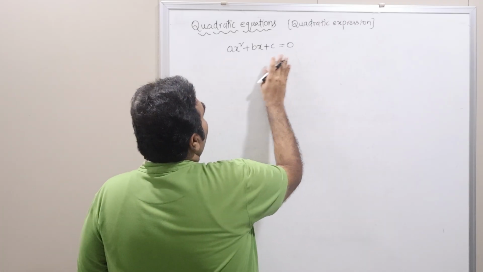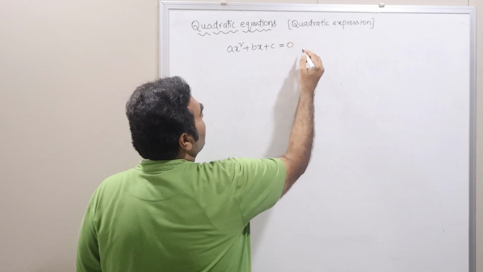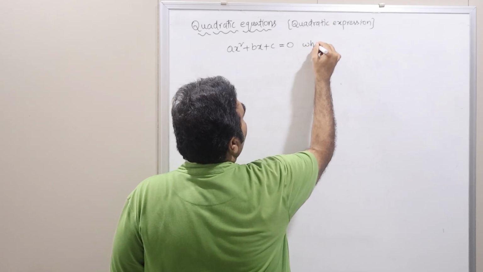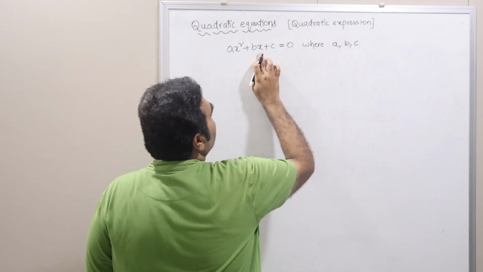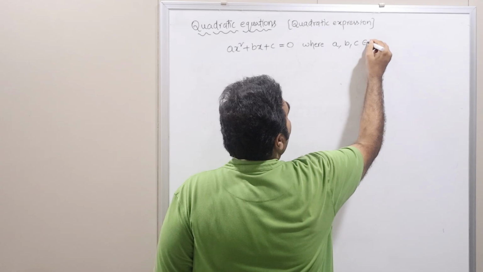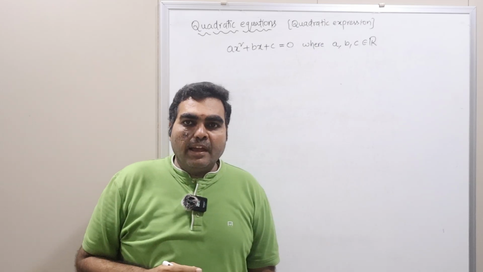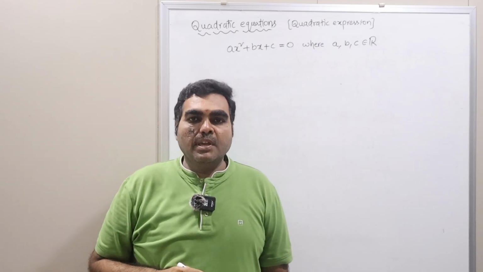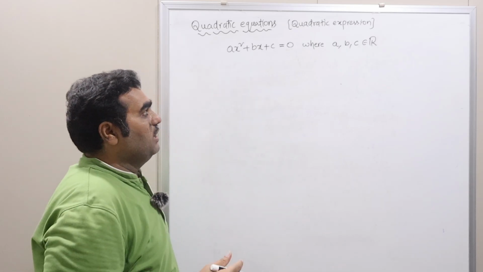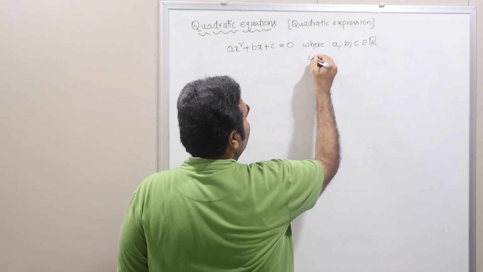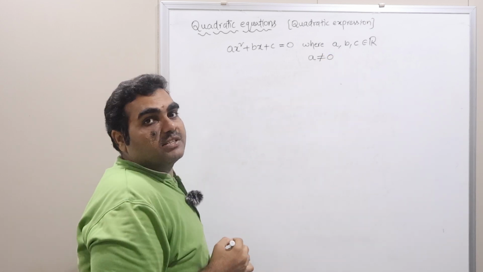So this is the general expression, ax square plus bx plus c is equal to 0, where the symbols that we use here, a, b, c, apart from x, these three are real numbers. This is very important. A, B and C must be real numbers. They cannot be complex numbers. Another condition is that A should not be equal to 0. Always A is not equal to 0.